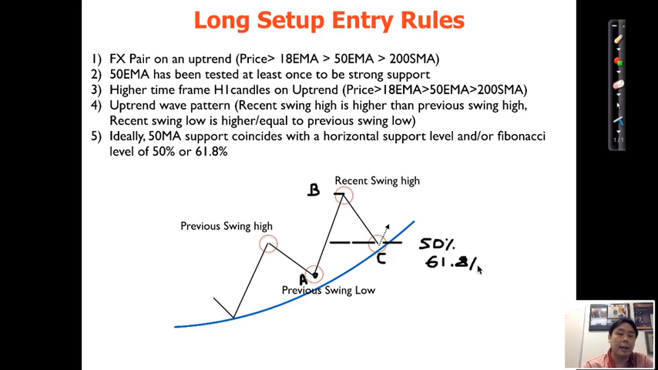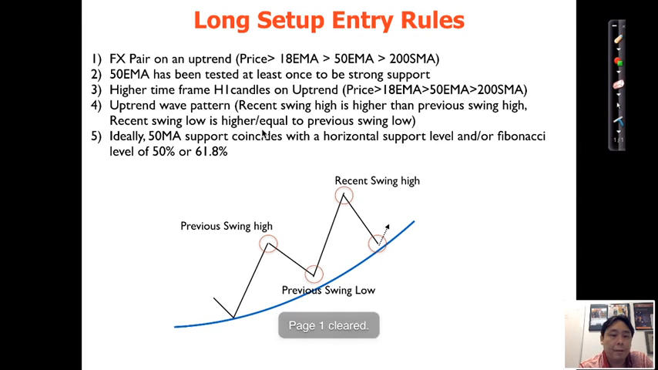So what I'm saying is that if this 50 moving average support coincides with the 50% or 61.8% level, that's even better. So I tend to look for that as well. If it's present, it gives me more confidence to take that trade.